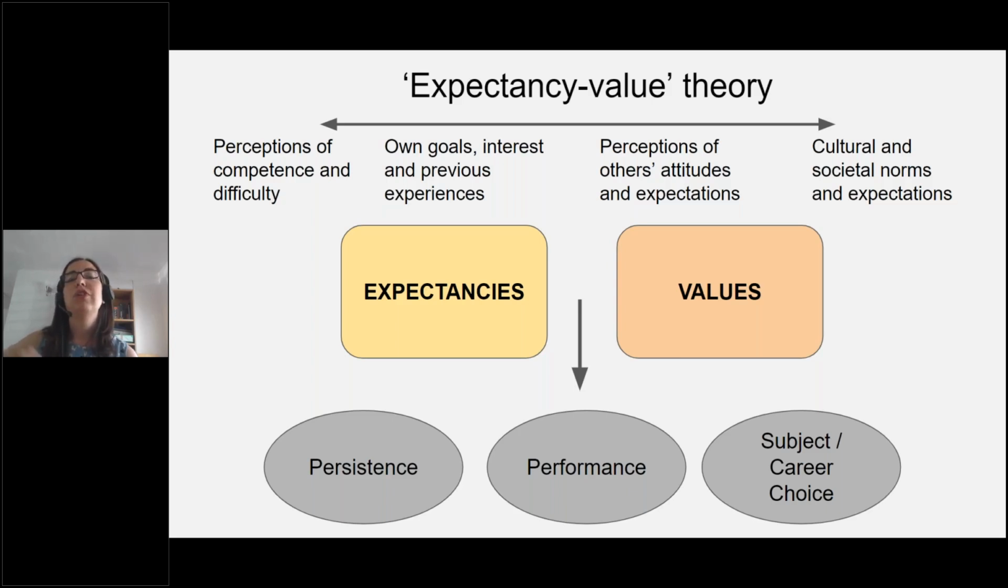You might have a really high interest in a subject, but the culture that you grow up in actually doesn't value that particular activity, or it has really stereotypical views of who can do it, and so that might stop you even though you have a very high level of interest.